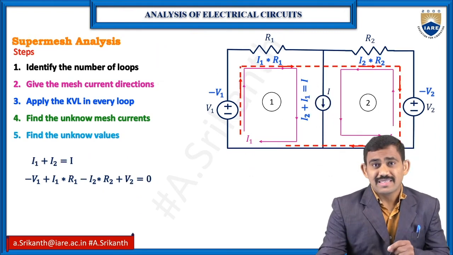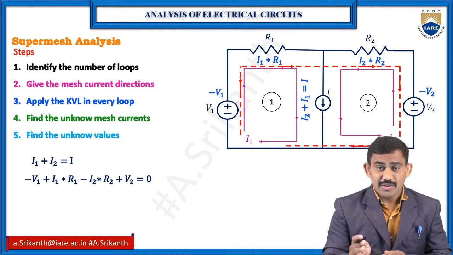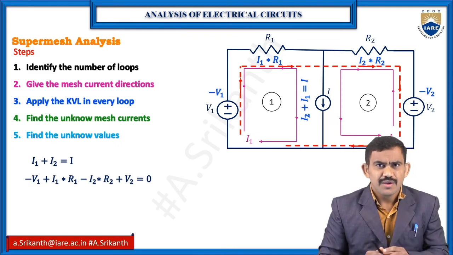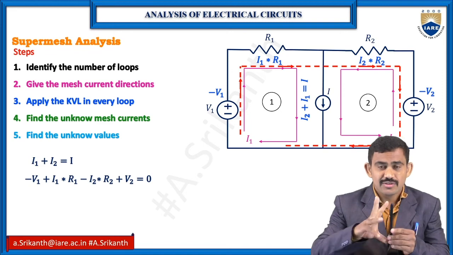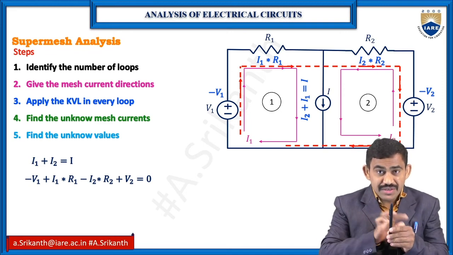Coming to super mesh analysis, the logic is the same, but the only difference is when we have an ideal current source. So this is my ideal current source between two loops.